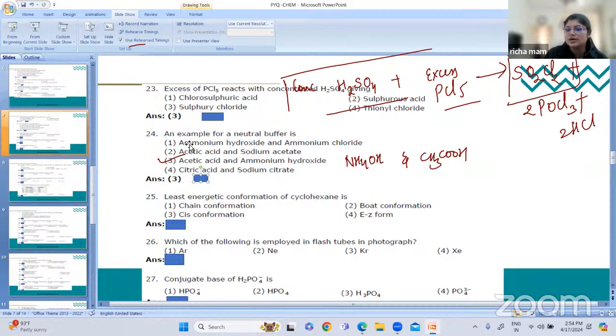So this is from buffer, which means this is from your equilibrium chapter. Okay. Ionic equilibrium. That is a first year chapter. So it comes from there. Okay. Next question. Least energetic conformation of cyclohexane is. So which is the least energetic conformation of cyclohexane? Least energetic conformation of cyclohexane is 1. Chain conformation, 2. Boat conformation, 3. Cis conformation, or 4th Z conformation.